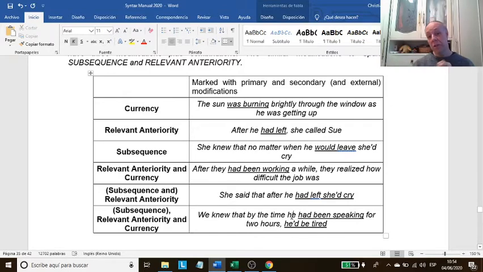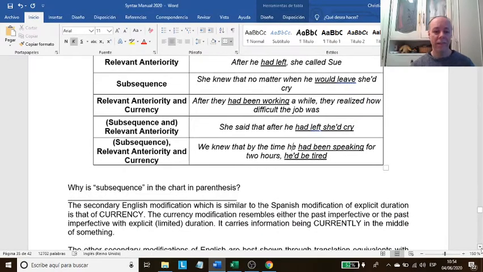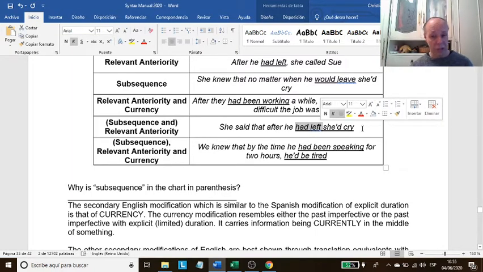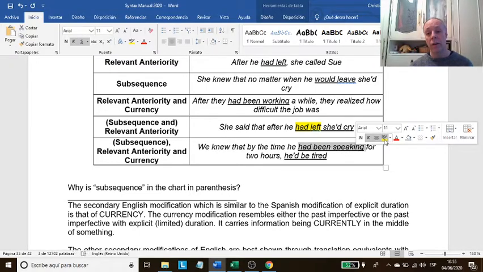As you can see, we have covered this in Spanish. If we know the Spanish version, we will know the English version, or it's even easier in English, I think. Why is subsequence in the chart in parentheses? Because it's not part of the phrase that I was reading. It is a combination. It is present there, but it's not part of the "had left" thing in this example. We need more words. And here, "had been speaking." Notice how both modifications are together.